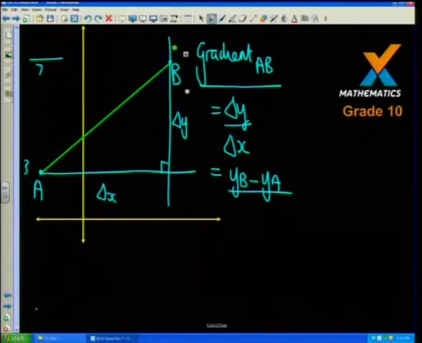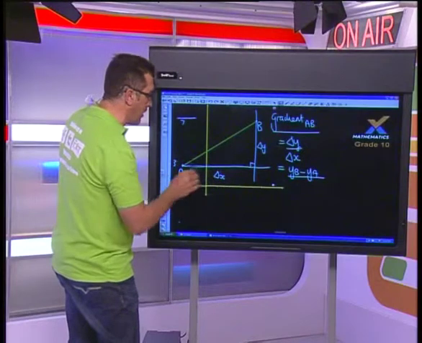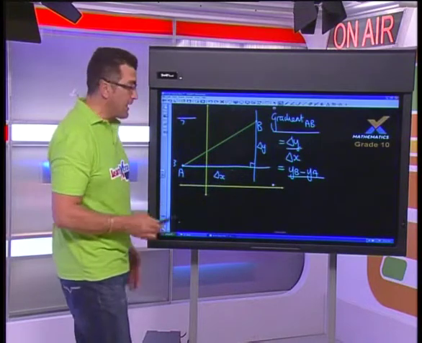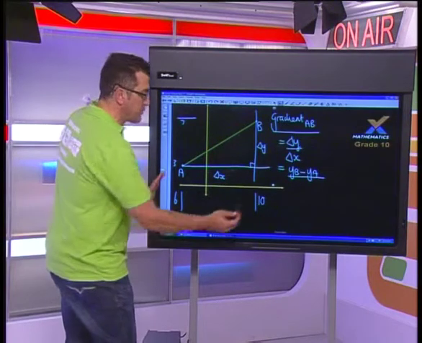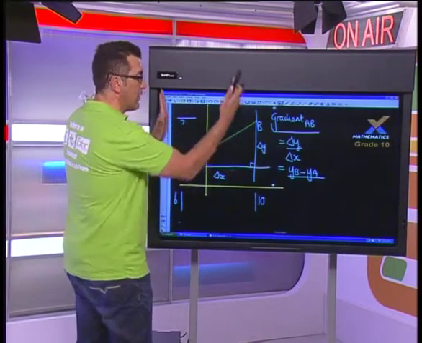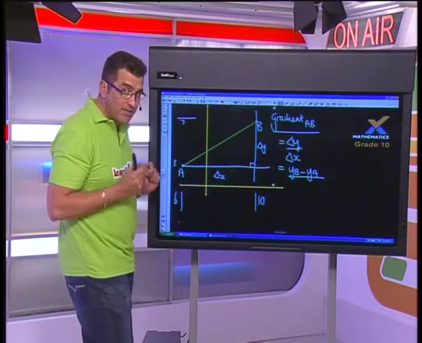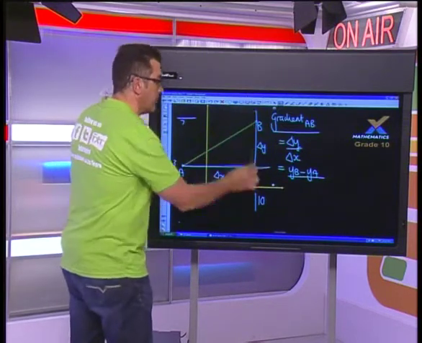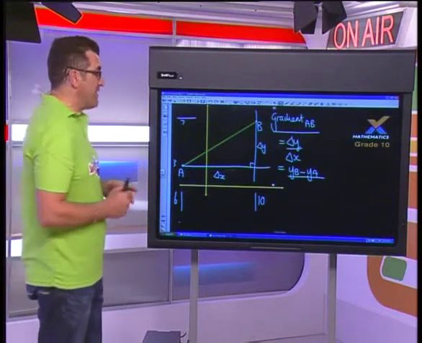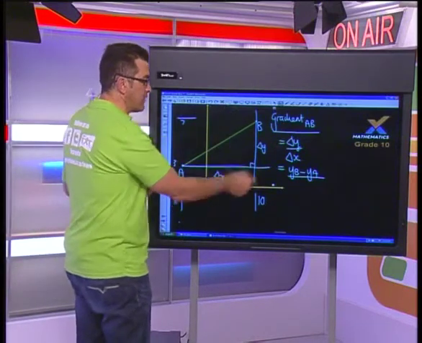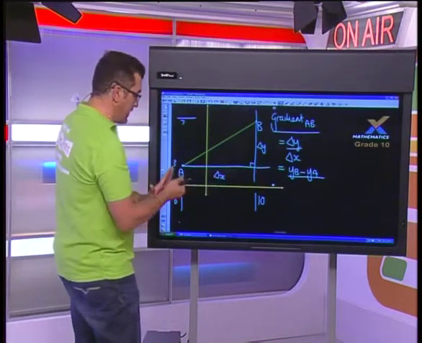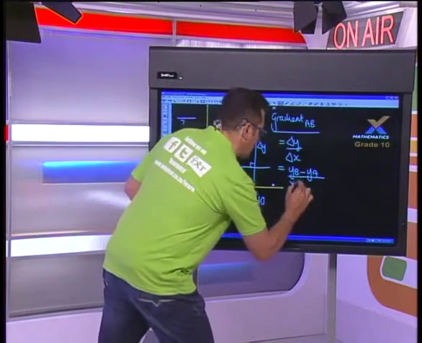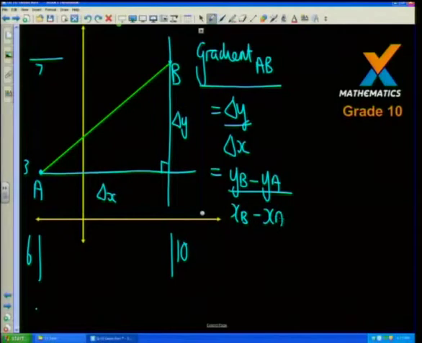Now the same happens with the change in x. I'm wanting to know from this point to this point, how far are their x values apart? Okay, it comes down again. If that is 10 and we have a 6 here, it would be the difference between those two. Now remember, why is it the same? Because the line is vertical. This line is a vertical line, therefore it shares its x values. So this will be the same as the x of B and the x of A.